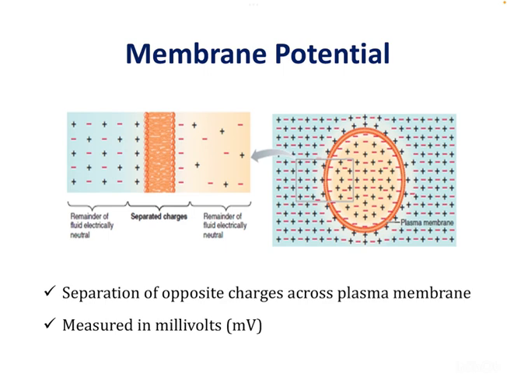Membrane potential refers to charge separation across the cell membrane. So here you can see this is a cell and this is the cell membrane. There is a charge separation with inside being negative and outside being positive. So membrane potential refers to separation of opposite charges across the plasma membrane or cell membrane. It is measured in millivolts.